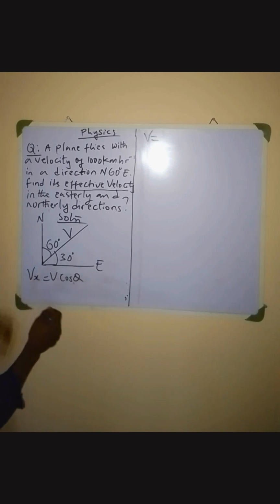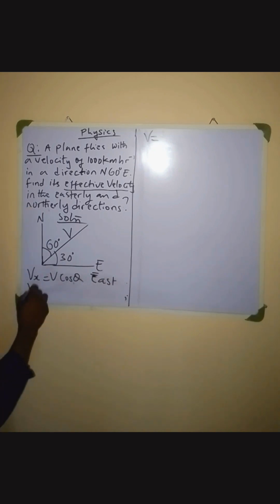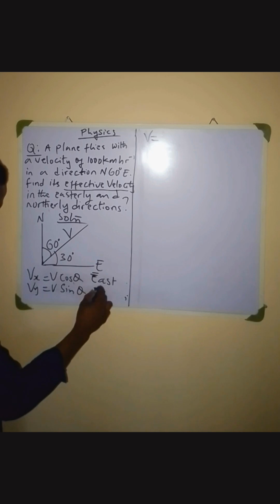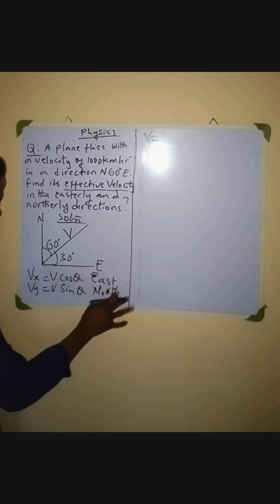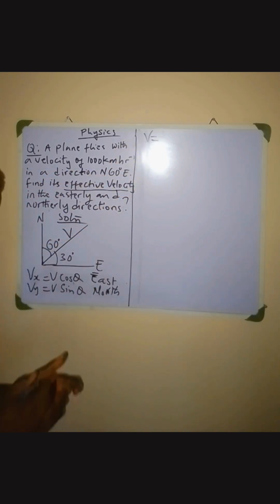So if we are finding the resultant vector, remember the formula we use. For the easterly direction, Vx equals V cos theta. For the northerly direction, which is the vertical component of the velocity, that will be V sine theta.